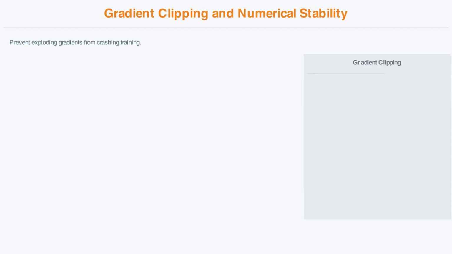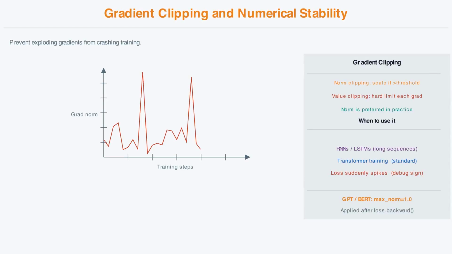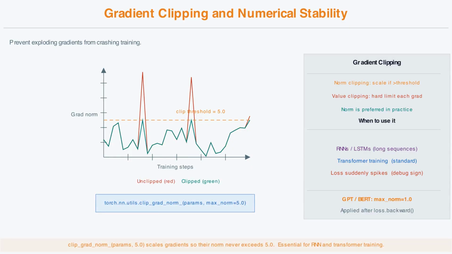Even with ReLU and skip connections, gradients can sometimes explode, especially in RNNs and during early transformer training. The symptom is a sudden spike in the loss, followed by NaN values. Gradient clipping is the solution.